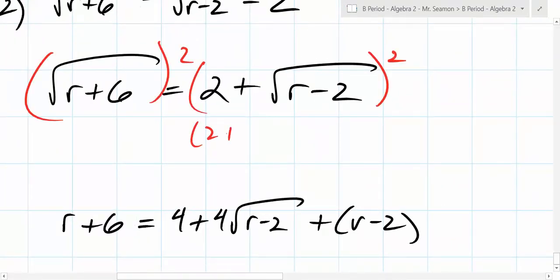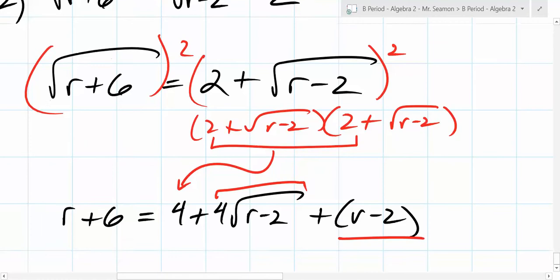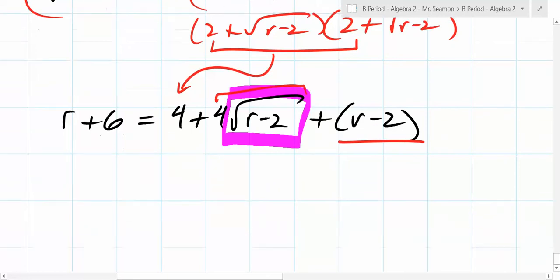So when you have that, you have 2 plus root r minus 2 times 2 plus root r minus 2. What's 2 times 2? 4. And then you have 2 times root r minus 2 twice, so that becomes what? 4 of them. But what is the square root of r minus 2 times the square root of r minus 2? r minus 2. Right? So now, how many radicals do we have? One. Is that nice? Yeah, and we'd love to isolate it.